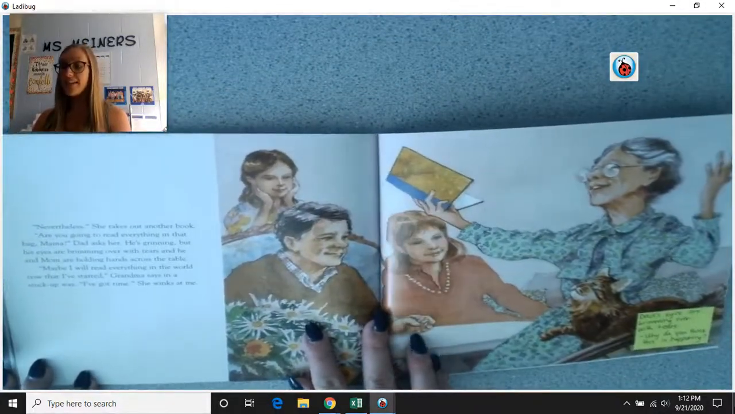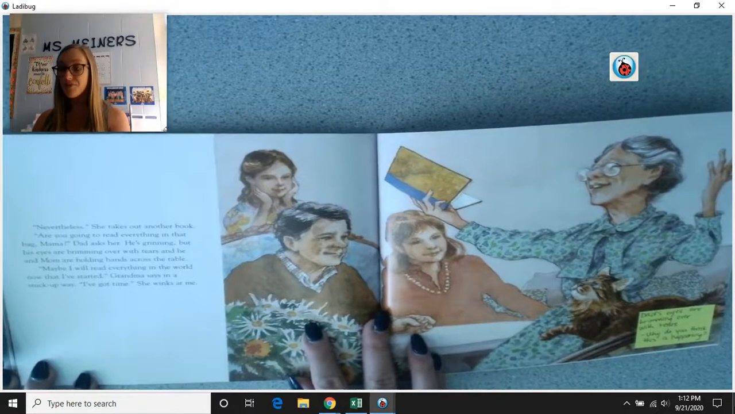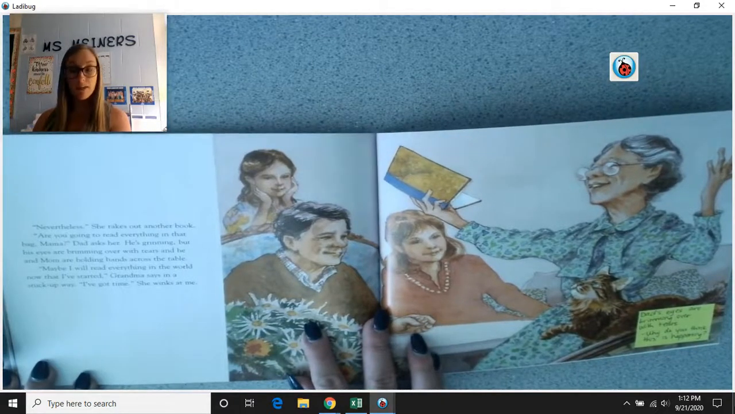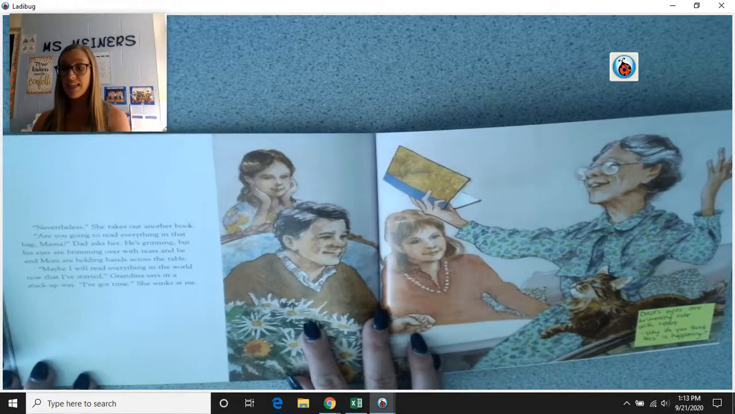Nevertheless, she takes out another book. Are you going to read everything in that bag, Mama? Dad asks her. He's grinning, but his eyes are brimming over with tears, and he and Mom are holding hands across the table. Maybe I will read everything in the world now that I've started, Grandma says in a stuck-up way. I've got time. She winks at me.